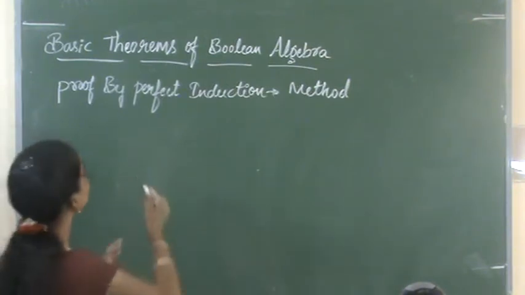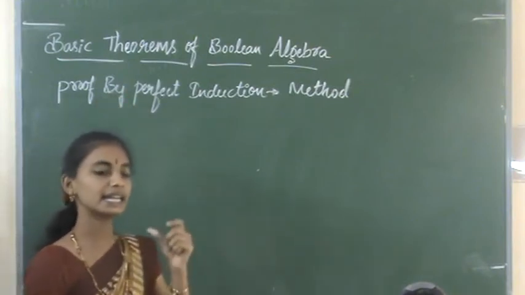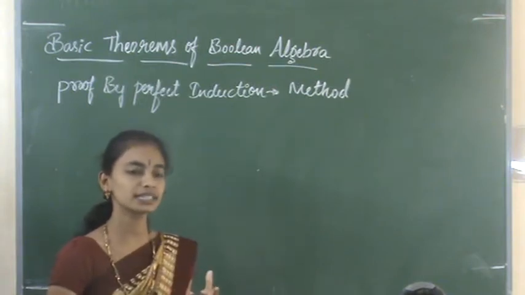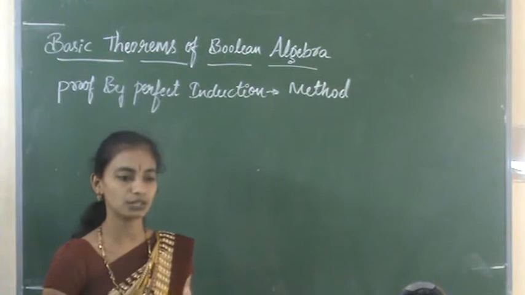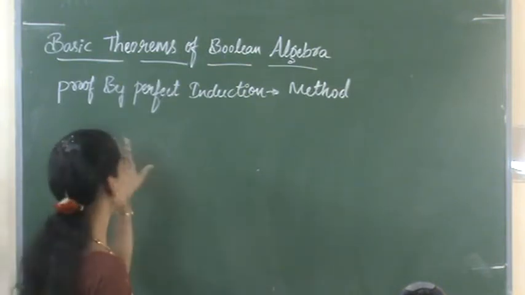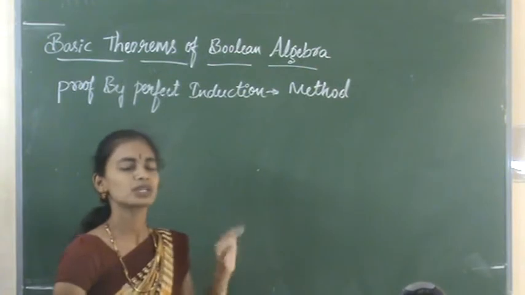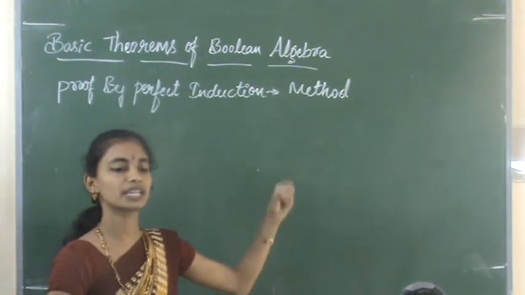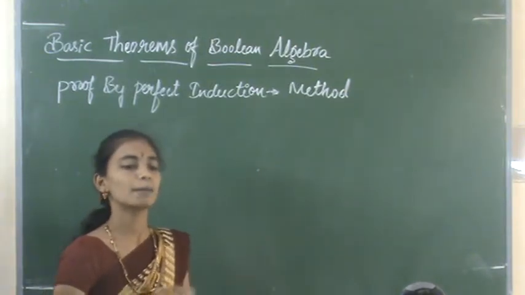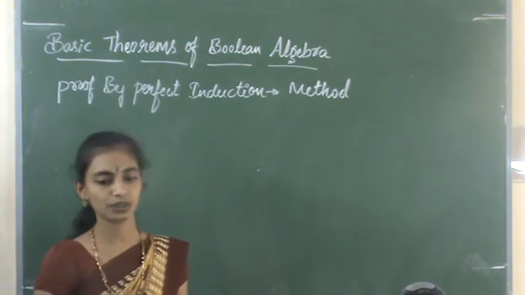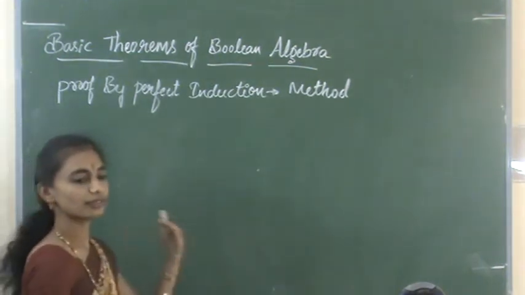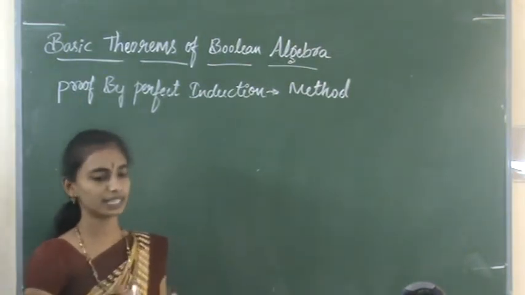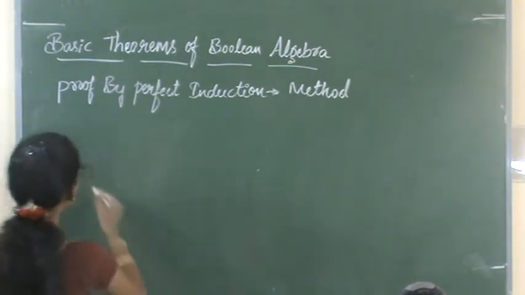For example, we take a Boolean theorem, and for that theorem we substitute the different possible values and solve it. That we call perfect induction. It is a method in which we can prove the Boolean theorem by substituting the values. For the variables we provide some values and evaluate the expressions. So we will study them one by one.